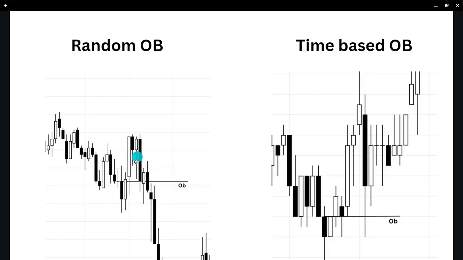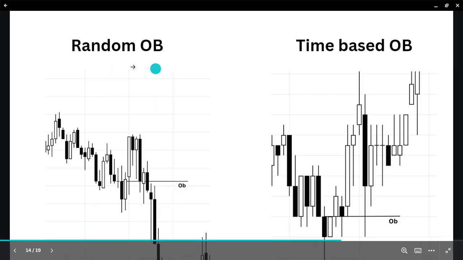This is some random order block. Price comes, forms an order block, change in the state of delivery right here, fake market structure shift. Dumb money starts to buy, thinking that yeah, this pattern holds, and then you can see the results. This is some random order block. This is a time based order block.